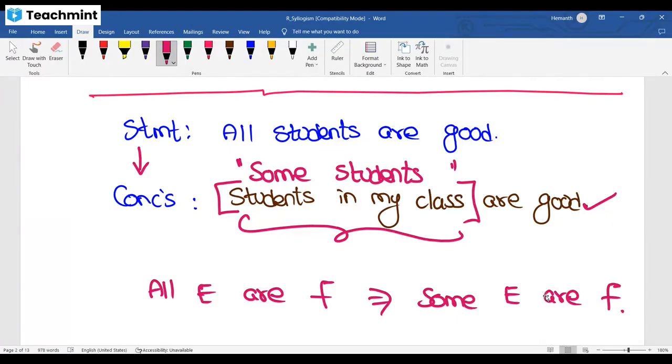A conclusion is always true, or definitely true. Only a definite case comes under conclusion. A doubt case is not a conclusion. Here there is no doubt. When all students are good, some students are good is 100% correct, whereas the reverse case is a doubt. So when it is a doubt, don't put it. That's it: when some is given, taking all is not allowed, but when all is given, taking some is allowed.